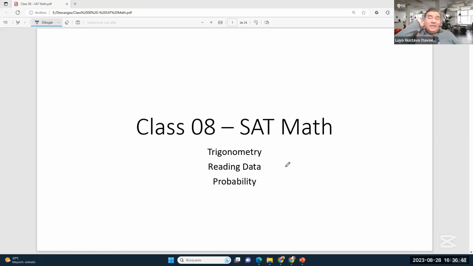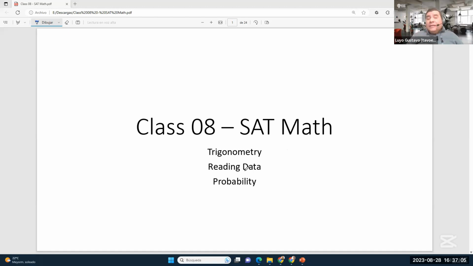Trigonometry questions in the SAT are not that hard. For example, you don't have to deal with very difficult trigonometrical identities. No, we'll see the most simple identities, but nothing very hard.